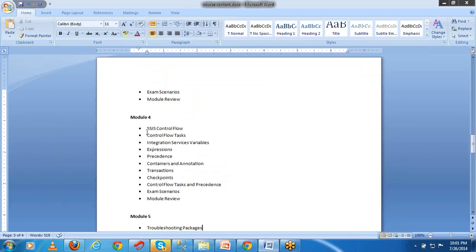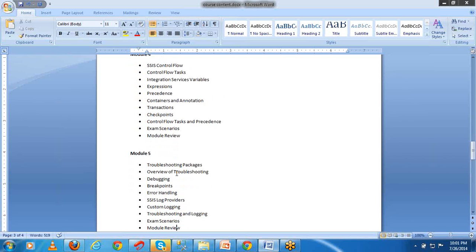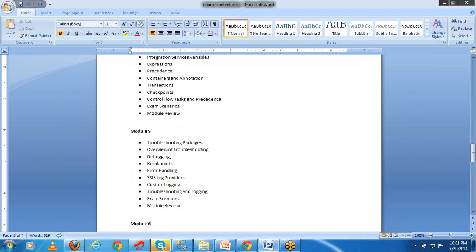So control flows and data flows will be covered. What are transactions, what are checkpoints, what is logging, what are package configurations, what are breakpoints, how to debug, how to test the data in SSAS. These are all covered.